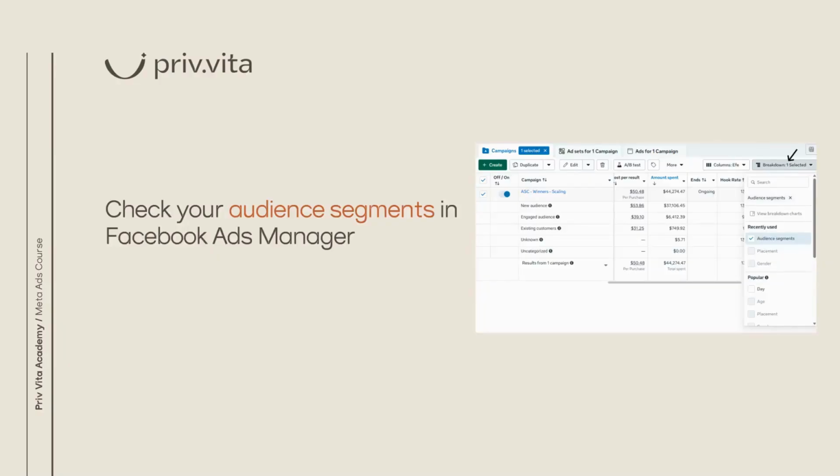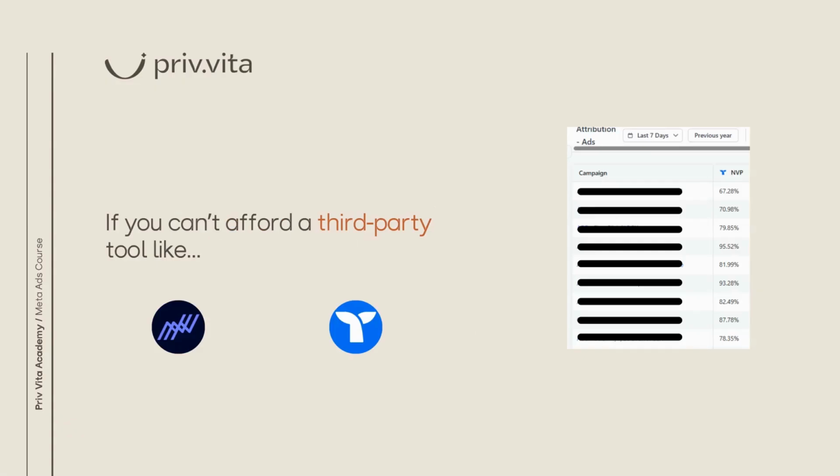Inside the Facebook Ads account, if you go to the campaigns, break down and select audience segments, Facebook will break down your campaign into 3 categories, plus an unknown bucket. So technically I could have said 4, but anyways, these show you how much of your spend is being allocated to new audiences, engaged audiences, and existing customers. If you can't afford a third-party tool like Triple Whale or Northbeam, and you don't have access to new visitor percentage reports, this is the closest you can get.